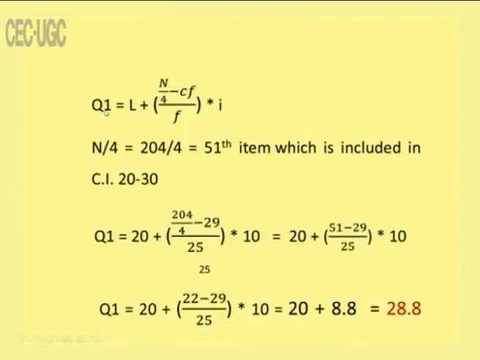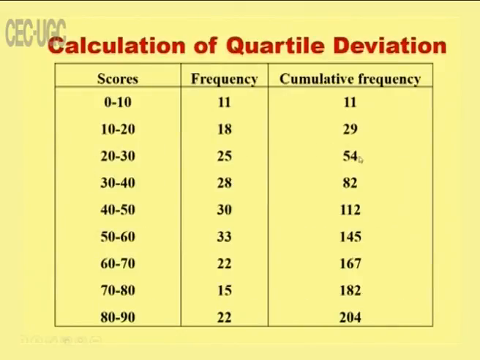And now, the formula Q1 is equal to L plus (n by 4 minus Cf) by f into I, and the terms are having their usual meaning. n is the total number of terms, and therefore n by 4, that is 204 by 4, is the 51st item, and that is included in the class interval 20 to 30. The 51st item is somewhere here, in the class interval 20 to 30.